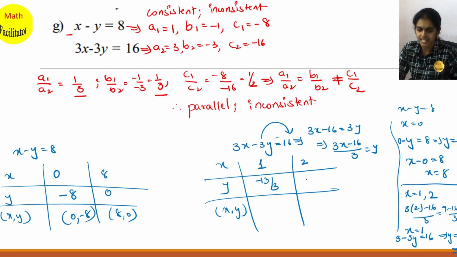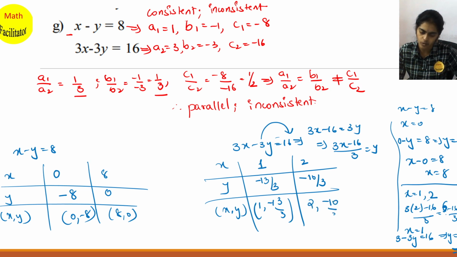And if you're substituting x equal to 2, 2 3s are 6, isn't it? 2 3s are 6. So 6 minus 16 will be minus 10 upon 3. So this will be minus 10 upon 3. So two values I got: 1 comma minus 13 upon 3 and 2 comma minus 10 upon 3.